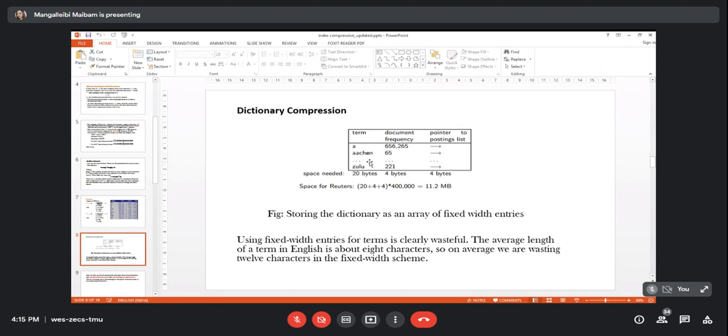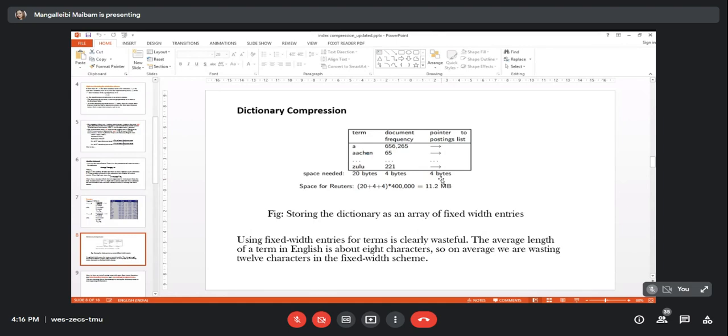In this example, some terms and dictionary entries are written here, and as I already told you, these terms which we have been writing here are extracted from Reuters. Reuters is some text information available online. From that we have retrieved the information, and we are writing the table here. So for this particular table, for the terms we need 20 bytes, for the frequency storage we need 4 bytes, and for the pointer storage we need another 4 bytes.